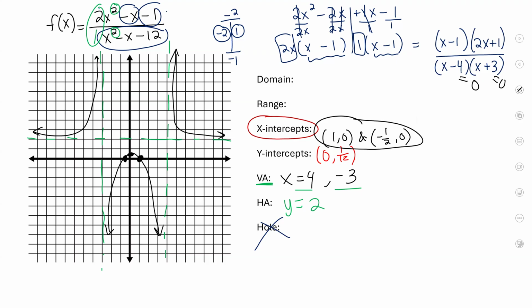All right, guys. So your domain, x cannot be -3 or 4 because you have asymptotes, and your range cannot be 2 because of your asymptote. We did not have any holes.